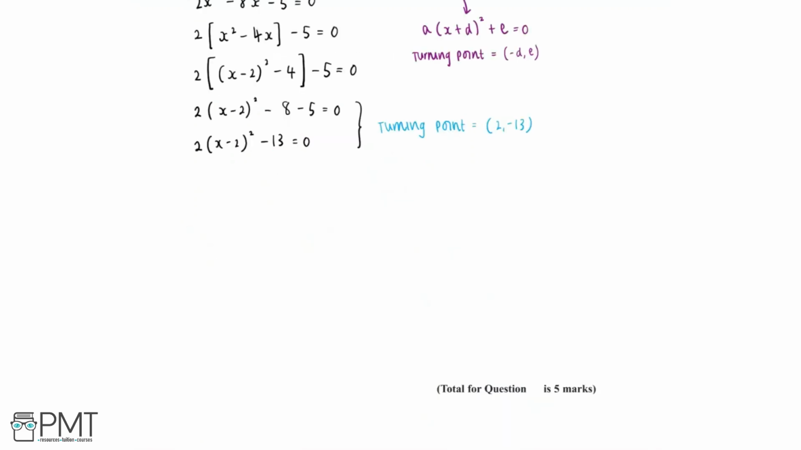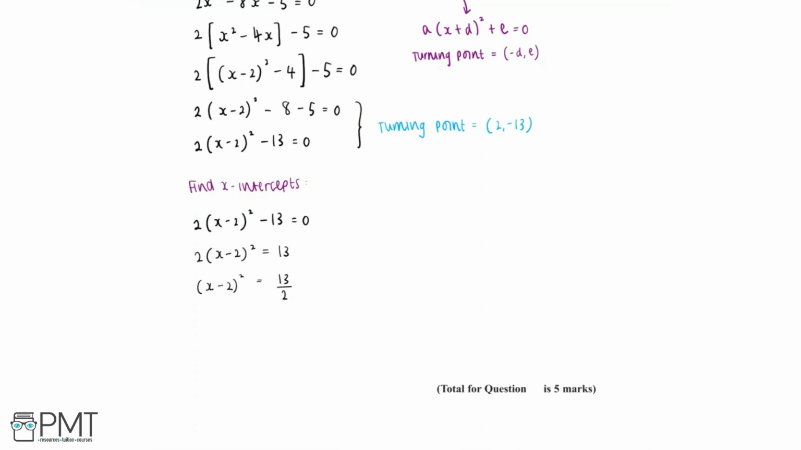Well, now that we've found the y-intercept and the turning point, we need to find the x-intercept. Now we know from when we completed the square that 2 multiplied by (x - 2) all squared minus 13 is equal to 0. We need to solve to find x, and let's start by moving the -13 over to the other side, leaving us with 2 multiplied by (x - 2) all squared equals 13. Now let's divide both sides by 2, leaving us with (x - 2) all squared is equal to 13 over 2. We can then find the square root of both sides.